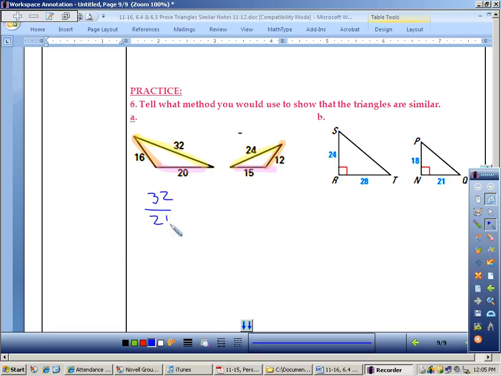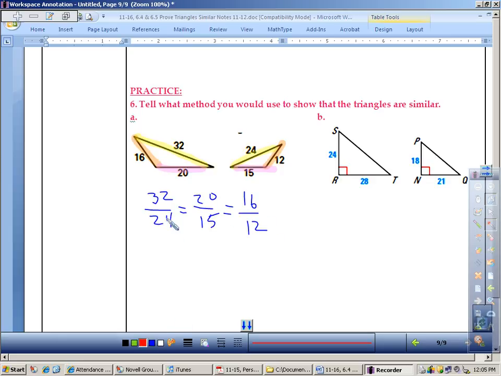32 over 24, 20 to 15, 16 to 12. And when we reduce all these, 32 and 24, 8 goes into both those, and that would reduce to 4/3. 5 goes into both these, 4/3. 4 goes into both those, 4/3. Since they are proportional, I know that those triangles are similar by the side, side, side similarity theorem.